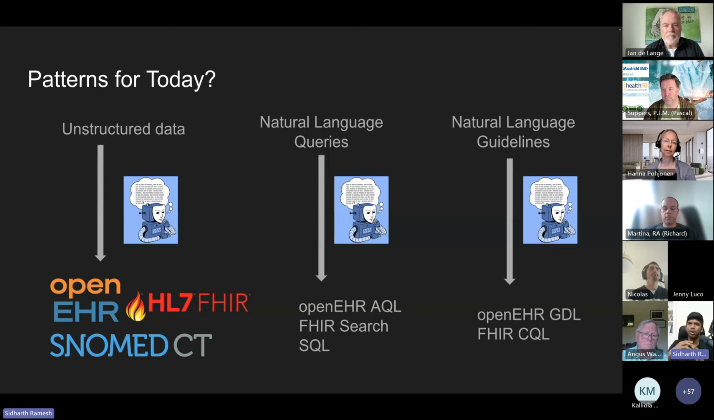So you can work with unstructured data, you can work with natural language queries, you can work with natural language guidelines and get everything that you want, while at the same time keeping the cost of running all of this cheap, and by leveraging information models and ontologies to reduce the amount of ambiguity, right? So this seems like a good pattern for what we have today.